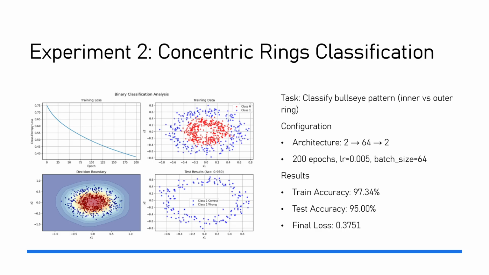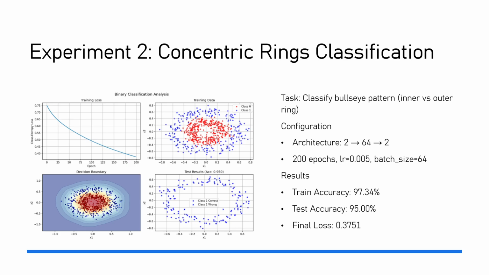The second experiment tests nonlinear classification on a concentric rings dataset, which is not linearly separable. We increase the hidden layer to 64 units to compute the radial decision boundary. The training loss decreased steadily from 0.75 to 0.375 over 200 epochs.